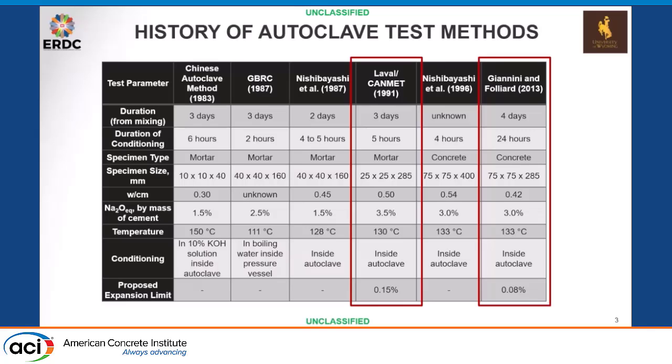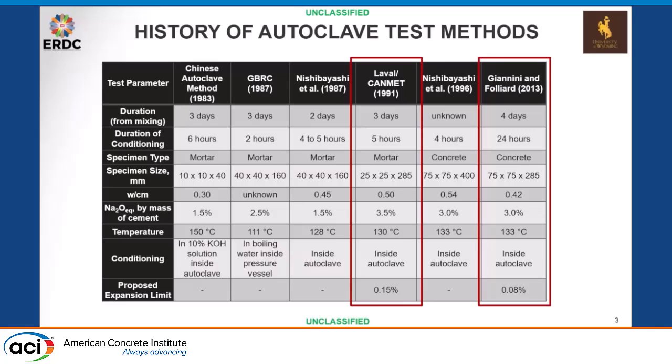That's really high. These are the same mortar bars that you would use in 1260 and 1567, except that we are boosting the alkalis by adding sodium hydroxide to the mixing water. We're adding sodium hydroxide to get 3.5% equivalent alkali content. It's a lot. So like I said, these go inside the autoclave for 5 hours at peak temperature. It takes 3 days from mixing, and the proposed expansion limit is 0.15%, so anything above that would be considered reactive.